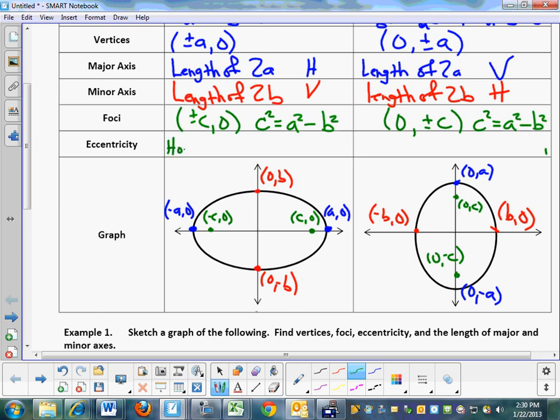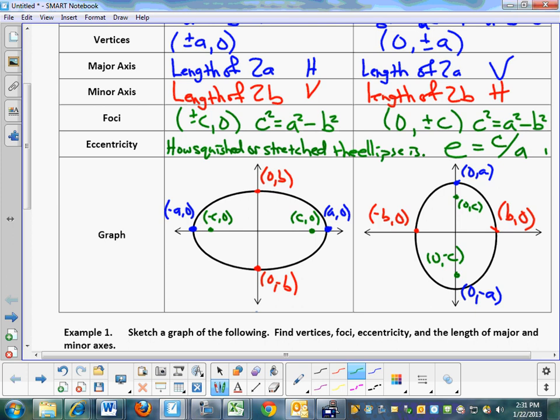Eccentricity is how squished or stretched the ellipse is. So when we have an ellipse, we like to know, what's a measurement that could tell us how squished it really is? What percent maybe of a circle does it represent? And the way that we figure that out is eccentricity is equal to C, whatever the foci distance is, divided by A, half the major axis. And so that's your last equation.